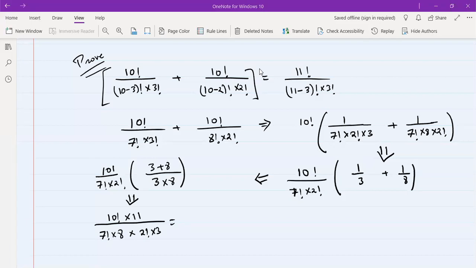Now 10 factorial into 11, can I write it as 11 factorial? Yes or no? Divided by 7 factorial into 8, can I write it as 8 factorial? And 2 factorial into 3, can I write it as 3 factorial? Now, don't you think that this is actually 11 factorial divided by (11 minus 3) factorial into 3 factorial?